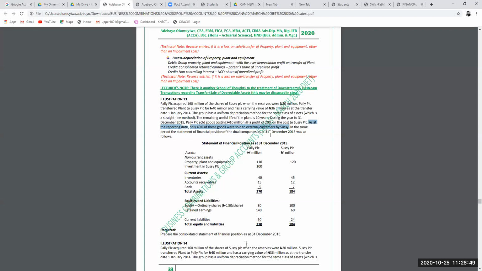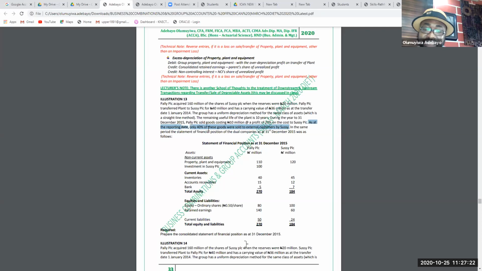If they say as at the reporting date, only 4 million naira cost of these goods were sold to external customers by Suzy. They didn't give you a percentage, they gave you 4 million naira of these goods sold to external customers of Suzy. What does that mean? It means that we are going to deduct 4 million from the 10 million, meaning 6 million out of those goods were not sold.